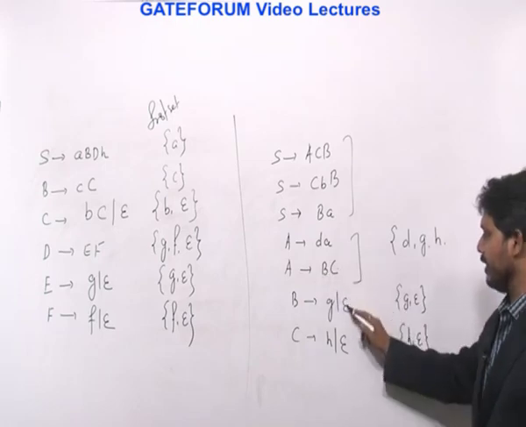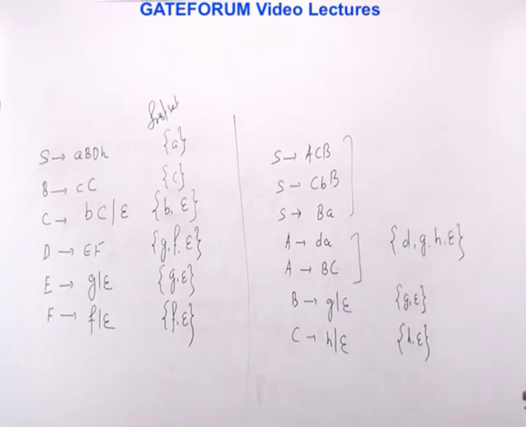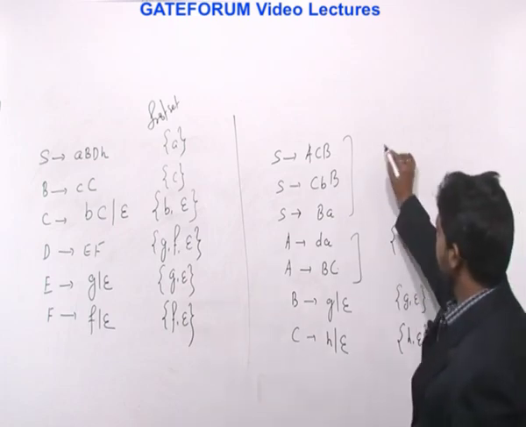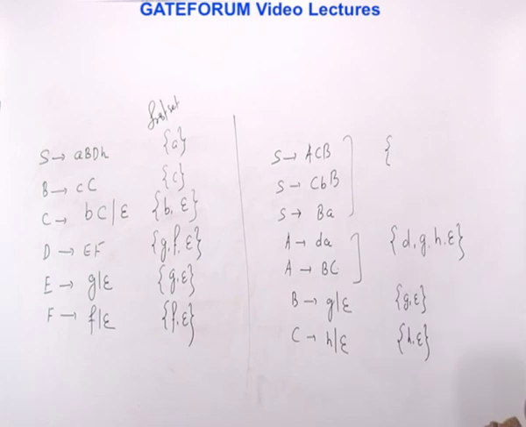Okay. And B and C both are deriving epsilon. In that case I can write epsilon in this case. Okay, so this is your first of A. Now first of S, if you calculate, then first of S there are three cases: A B A, C B C, B B, and B A.